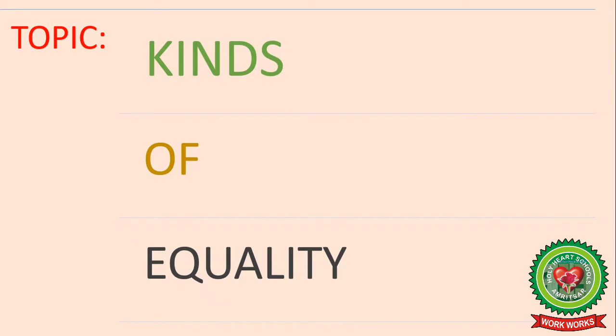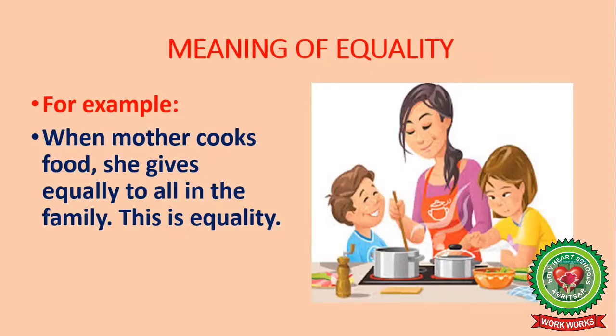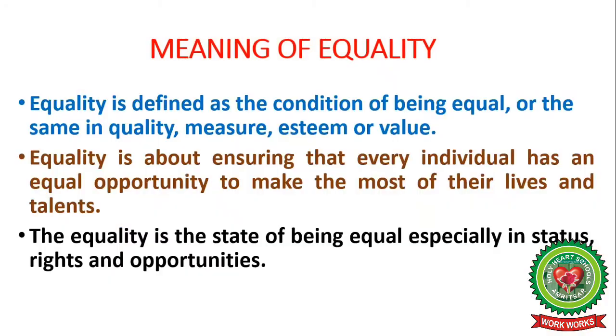Now I will discuss today's topic, that is kinds of equality. There are six kinds of equality: natural equality, social equality, political equality, economic equality, civil equality and legal equality. Now, before discussion of these kinds, I will discuss the meaning of equality with an example. At home, when mother cooks food, she gives equally to all in the family. This is equality at home.